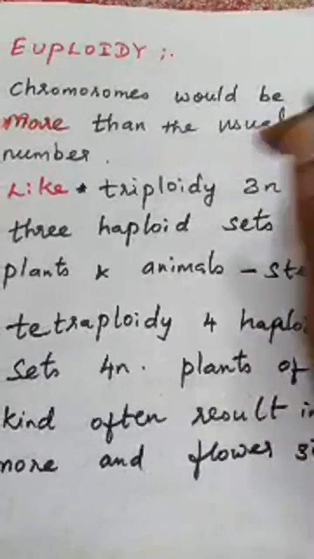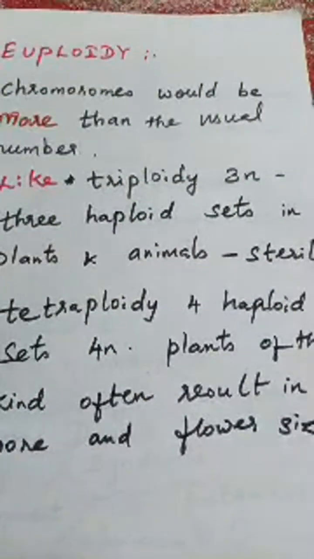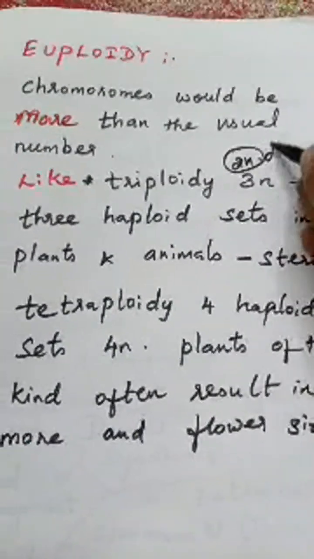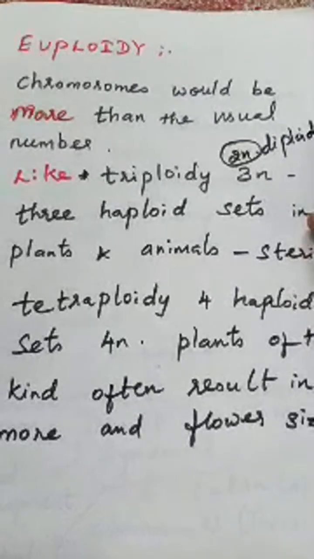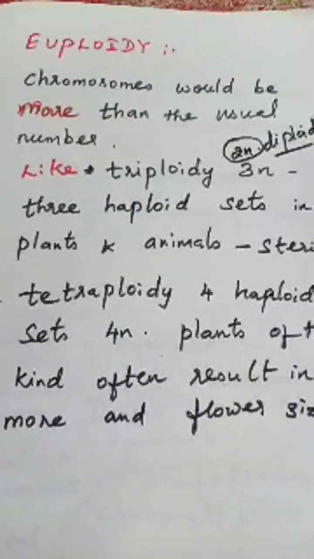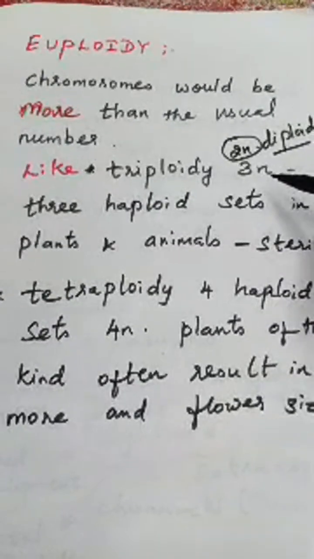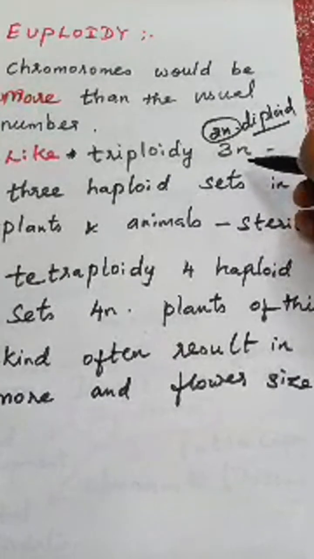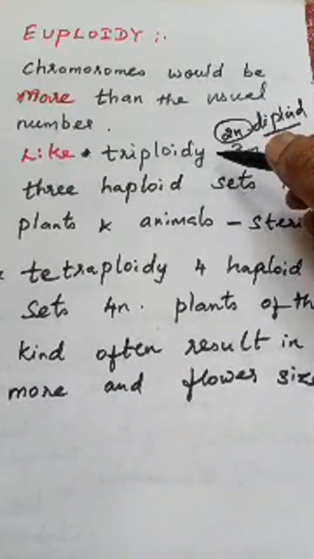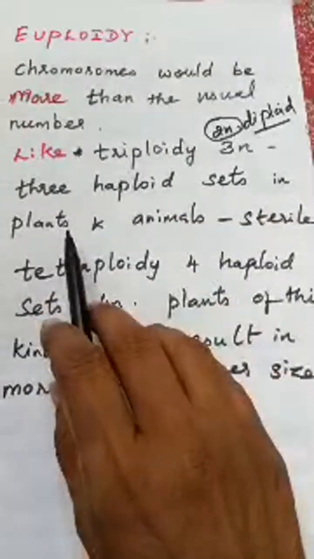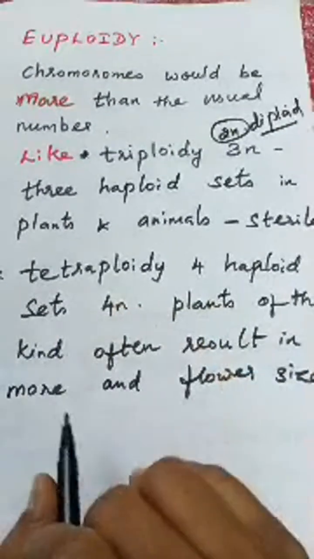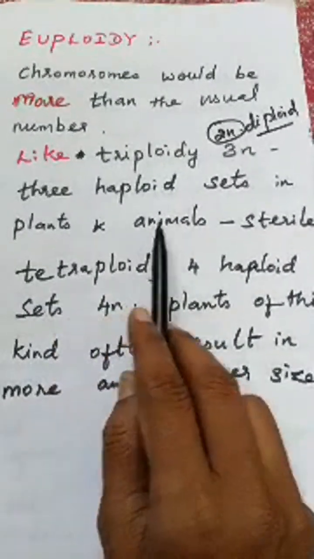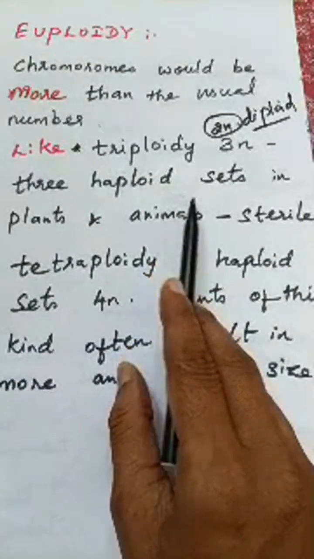For example, instead of 2n, what is 2n? It is the diploid chromosome number. This is the normal one. Instead of the diploid, if another haploid set joins with this 2n, you will get 3n. This is known as triploidy or triploid. So three haploid sets will be there in the chromosome structure, and these plants and animals which have 3n chromosomes will be sterile.